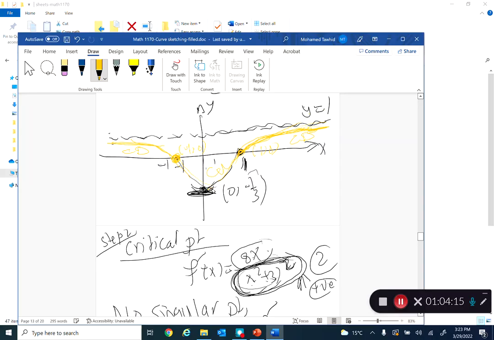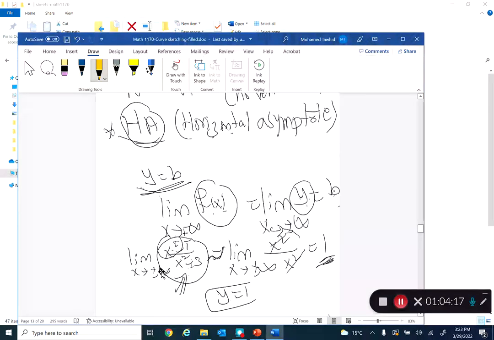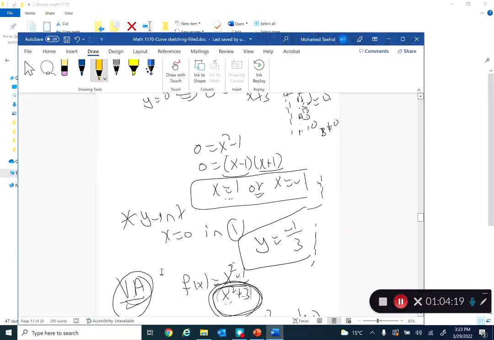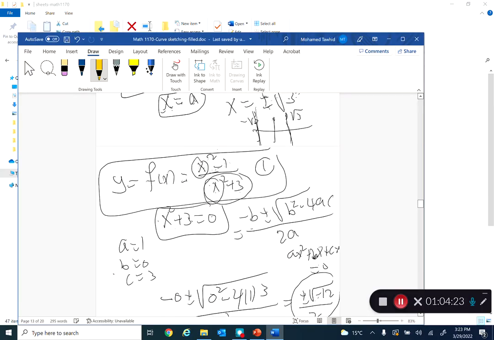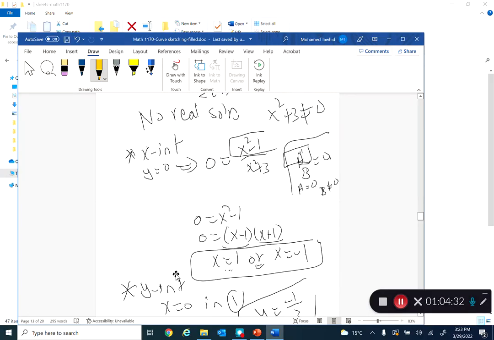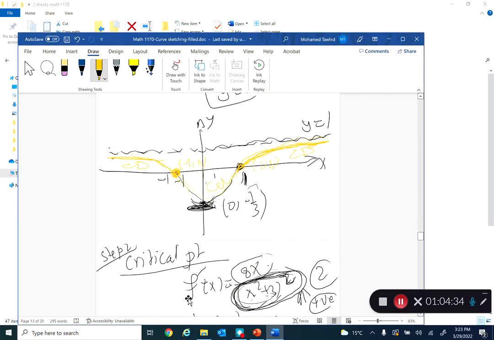Or if you go to equation 1, if I replace x by 1, you get 0. Look, where is equation 1? Here, x squared minus 1. If I replace x by 1, you have 1 minus 1, which is 0. If I replace x by negative 1, you have negative 1 squared minus 1 equals 0. Then we are done. That's our sketching of the graph.